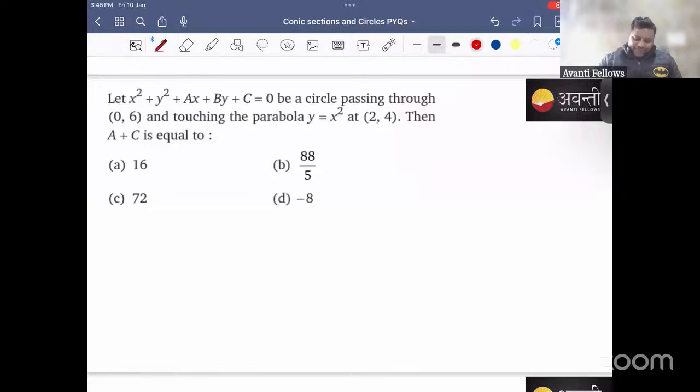Now let's try it. Circle passing through (0, 6). See, one condition is the circle is passing through (0, 6) and touching this parabola at (2, 4). See, this is the parabola. This parabola is passing through (2, 4). So first of all, I will write the equation of tangent to the parabola. All right.